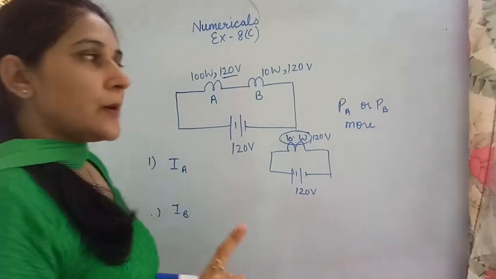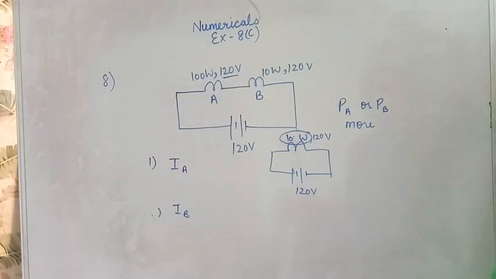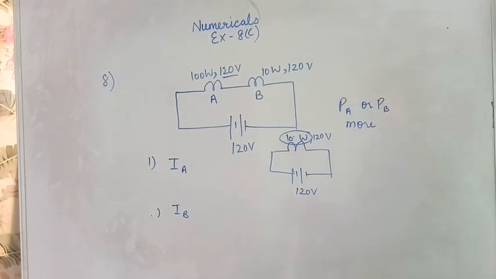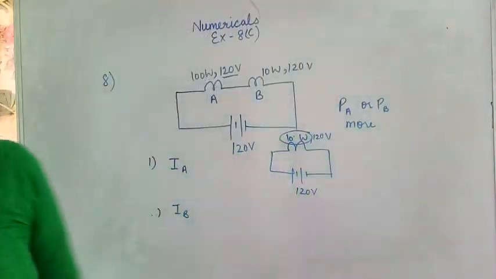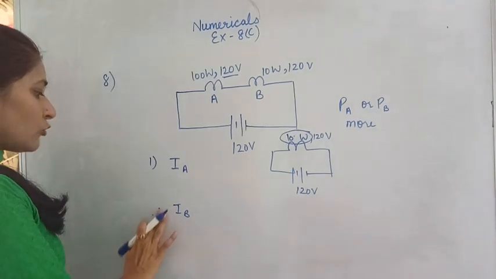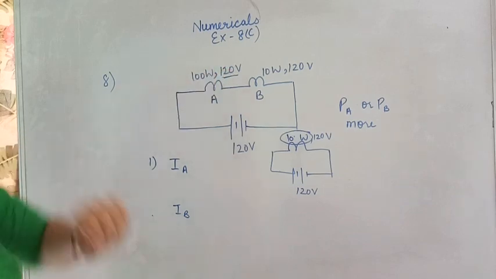That means one of the bulbs is going to consume more power and the other bulb is going to consume less power. We need to find out which bulb is consuming more power and which less in part number 2. But before that we have to find out the current flowing in each bulb. So how to find out the current flowing in each bulb? First of all, with the help of this we can find out what?